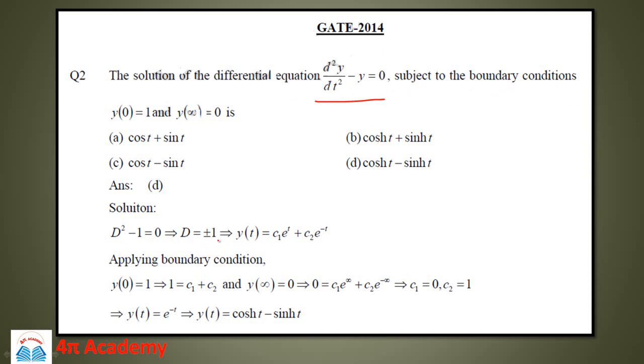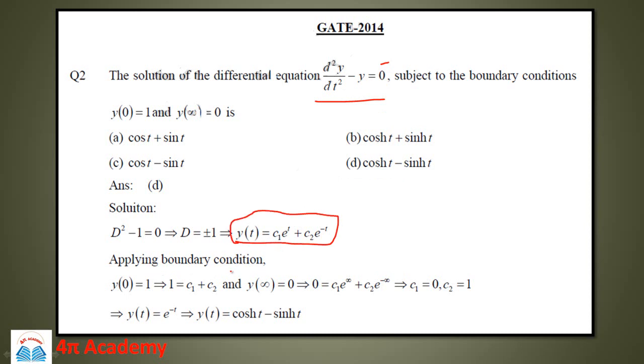So since the roots are real and different, the complementary function will be equal to c1 into e raised to power 1 into t plus c2 into e raised to power minus 1 into t, because one of the roots is plus 1 and the other root is minus 1. Now on the right hand side, since the term is 0, it means that this is the complete solution.